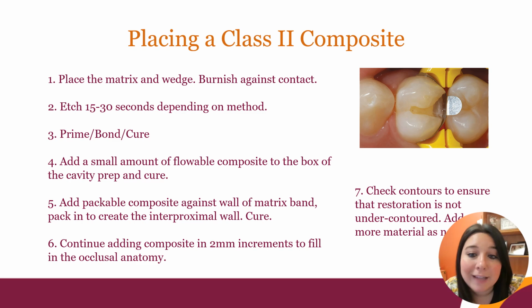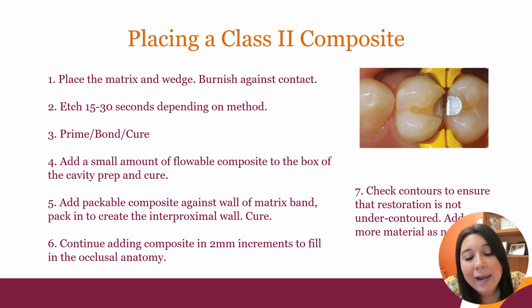Steps for placing a Class 2 composite. So first we're going to place the matrix and wedge. Typically a sectional matrix is used if there's an adjacent tooth. If there's not an adjacent tooth, then you can use a Toffelmeyer or an auto matrix. Make sure you're burnishing against your contact before you're placing the filling. That way your contact is going to be a little bit concave and you're going to have that nice tight snap when you're flossing. We're going to then etch for 15 to 30 seconds depending on what method you are using. And then step 3, prime, bond, and cure. If you're using a universal etch, prime, and bond system, you can merge steps 2 and 3 together.